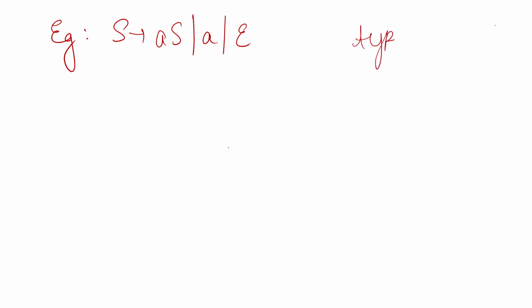Now let's take an example of type 2. A going to epsilon is an example of type 2 grammar. To better understand this, let's put it in the form of a table. So let's make a table.